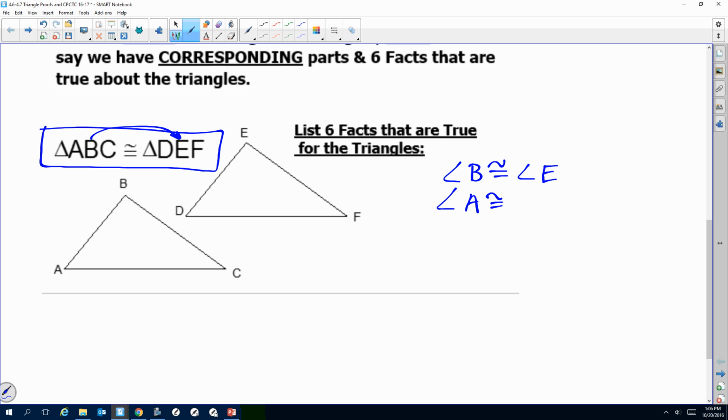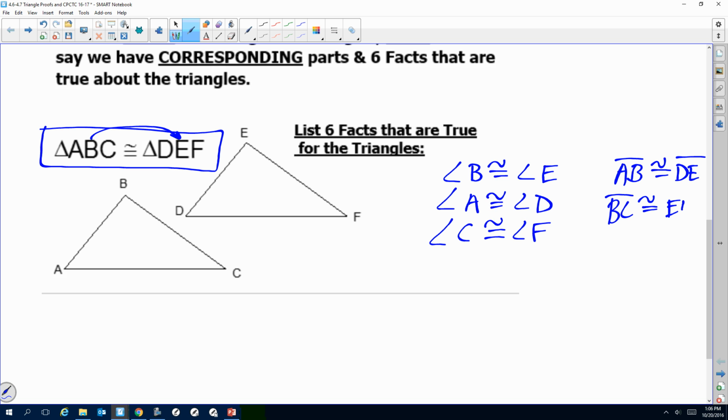A is congruent to D. That's another fact. F is congruent to C. Yep, that's another fact. So that takes care of the angles. What other fact? AB is congruent to DE. I heard that. And then I heard, yeah, EF is congruent to BC. And AC is congruent to DF. Yes, the sides are congruent. We can make relationships about the angles and then about the sides just from that congruency statement.